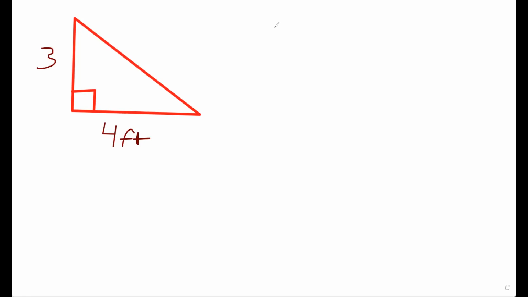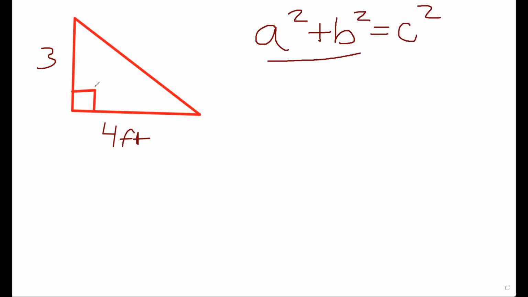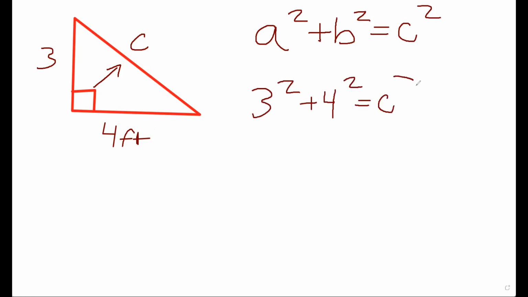So for the Pythagorean theorem, it's a squared plus b squared equals c squared. A and B are your legs. C is the hypotenuse. It is always across from the 90-degree angle. So here we need to find our C. So we would do 3 squared plus 4 squared equals c squared. I hope you already know how to do exponents. 3 squared is 3 times 3, which is 9. 4 squared is 4 times 4, which is 16. And so this equals 25.